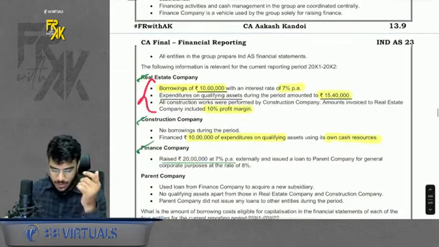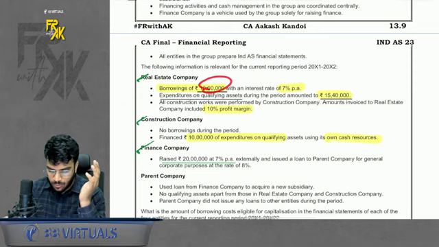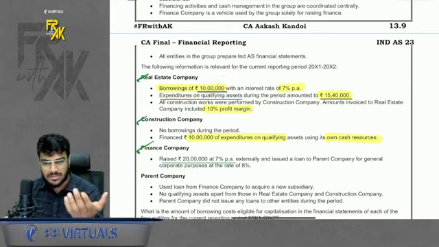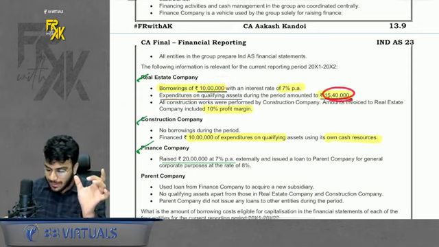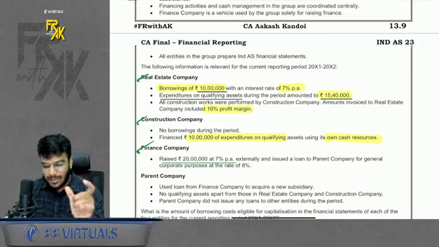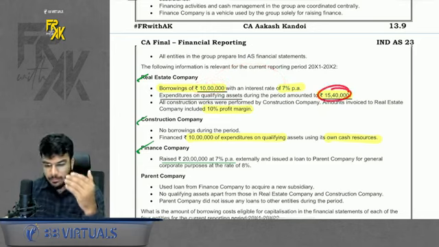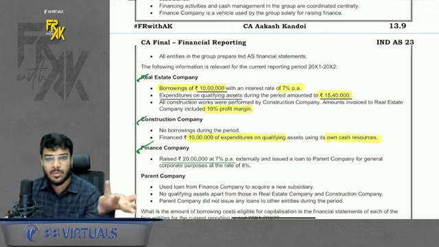First subsidiary had a borrowing of 10 lakhs at the rate 7%. Okay, now you have a borrowing also and you are incurring the expenditure on qualifying asset also. But do remember, the expenditure you incurred is 15 lakh 40, but the borrowing is only 10 lakhs. So you will capitalize only on this 10 lakhs. What about the remaining funds? From where did the company bring those remaining funds? They might have used their own resources.